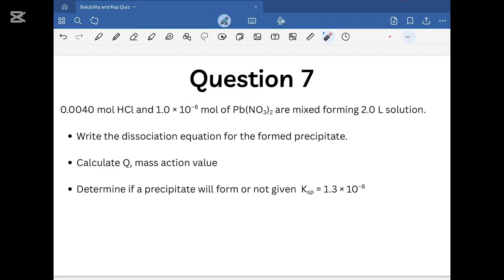Question 7. 0.004 moles of HCl and 1 times 10 to the power minus 6 mole of Pb(NO3)2 are mixed, forming a 2-liter solution. Write the dissociation equation for the formed precipitate. So first I need to determine what precipitate is going to form.